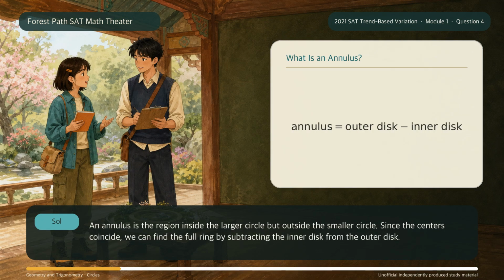An annulus is the region inside the larger circle, but outside the smaller circle. Since the centers coincide, we can find the full ring by subtracting the inner disk from the outer disk.